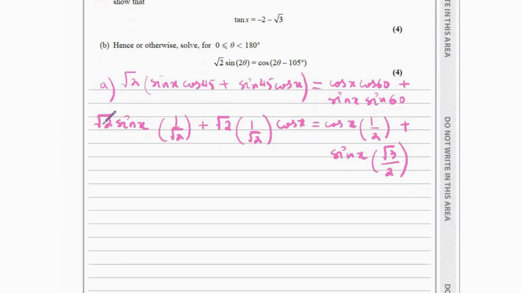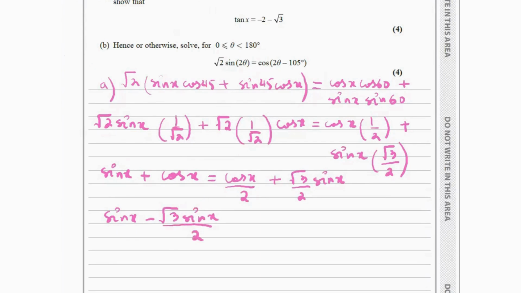Further simplified, root 2 times 1 over root 2 is 1, so sine x. These root 2's also get cancelled out, so that's cos x. That equals cos x over 2 plus root 3 over 2 sine x. So now we collect the cos on one side and the sine on the other side. Sine x minus root 3 sine x over 2 equals cos x over 2 minus cos x.